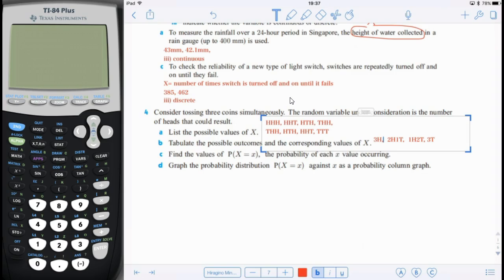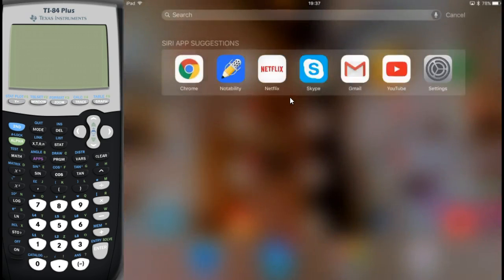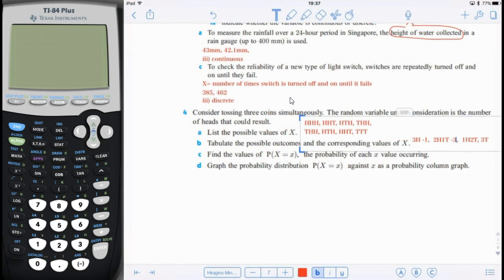occurrences for each? Well, 3 heads, there's 1 occurrence, right? For 2 heads, 1 tail, there are 3 occurrences. And then for 1 head, 2 tails, there are three occurrences. And then for 3 tails, there's also 1 occurrence, like for 3 heads.